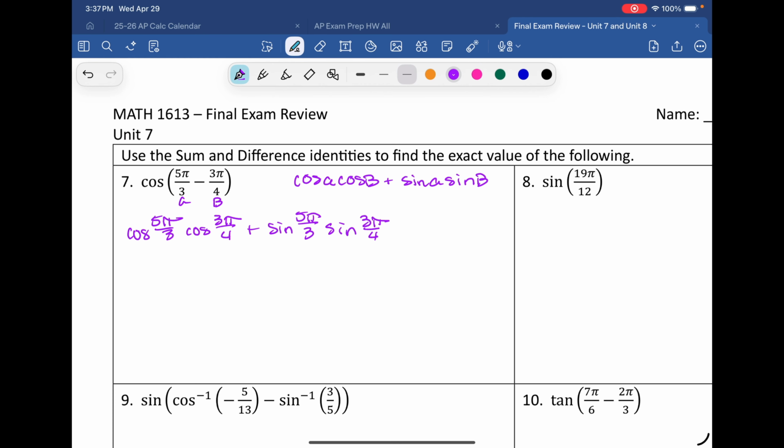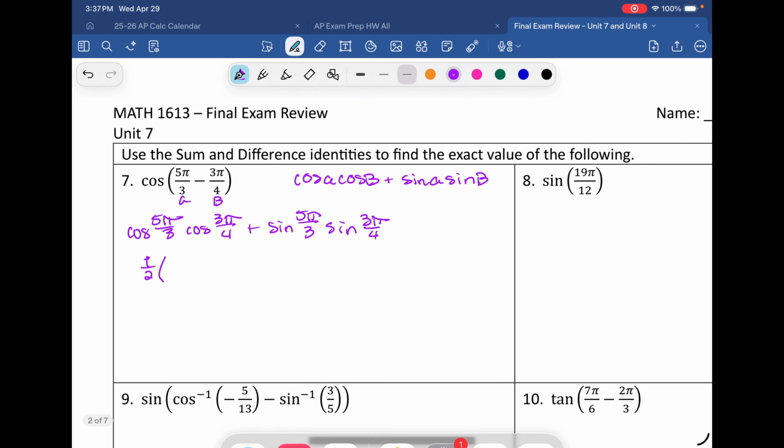All right, cosine 5 pi over 3, again, unit circle value. That's quadrant 4, cosine's positive, and it's positive 1/2. Cosine 3 pi over 4, that's second quadrant, cosine is negative. Sine 5 pi over 3, that's fourth quadrant, but this time sine is negative. And sine 3 pi over 4, again, quadrant 2, but this time sine is positive.